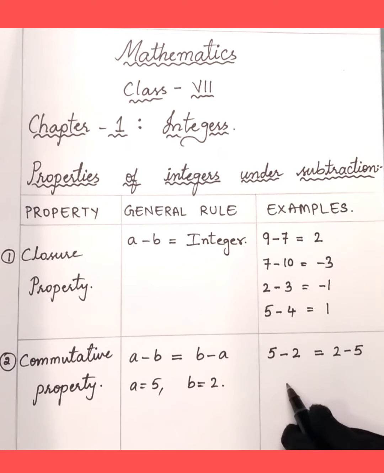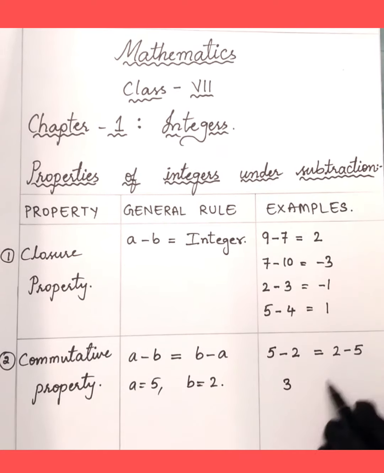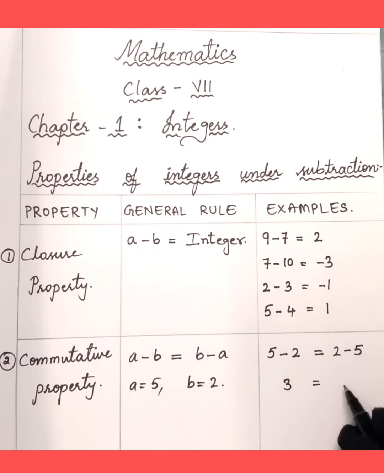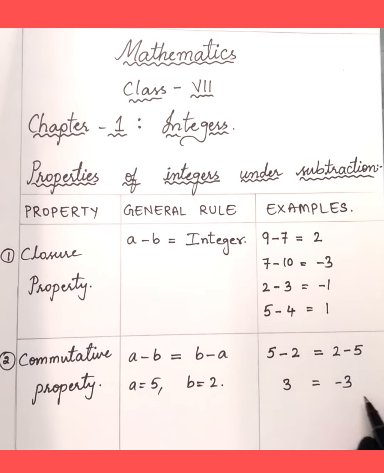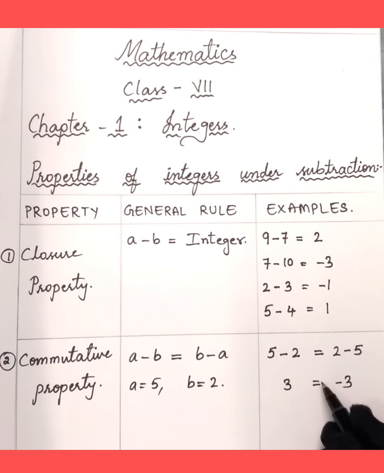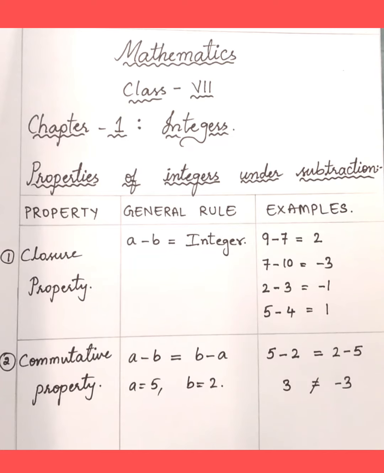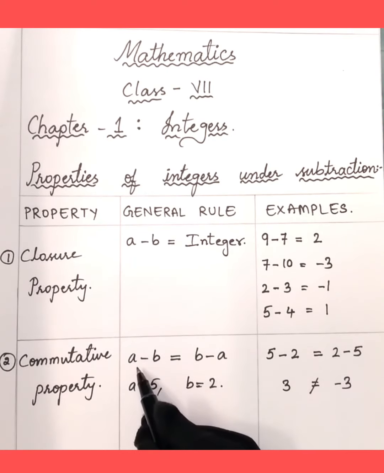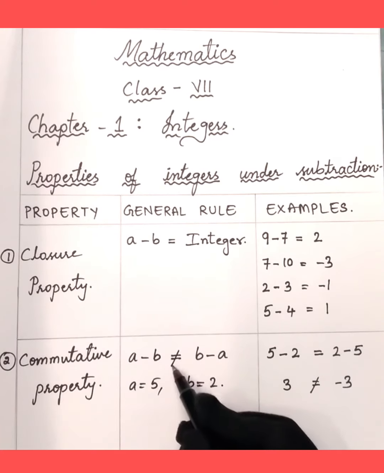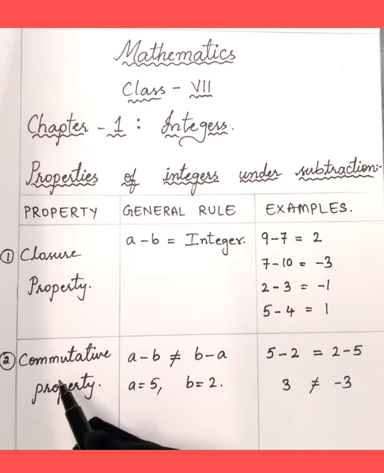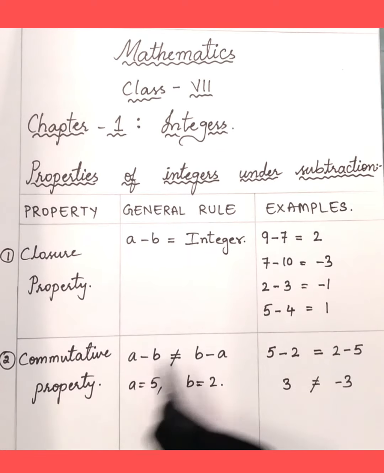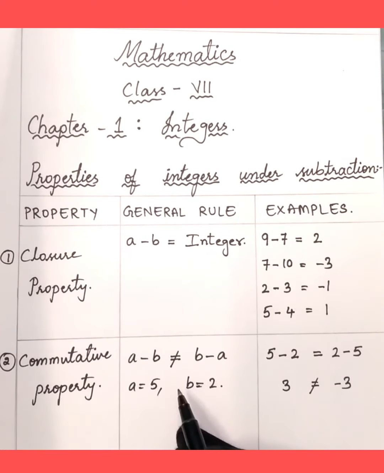5 minus 2 means we get 3. And here 2 minus 5 means we get -3. So here this is 3 and this is -3. That means these two are not equal. So under subtraction, a minus b does not equal b minus a. That means commutative property does not hold under subtraction.